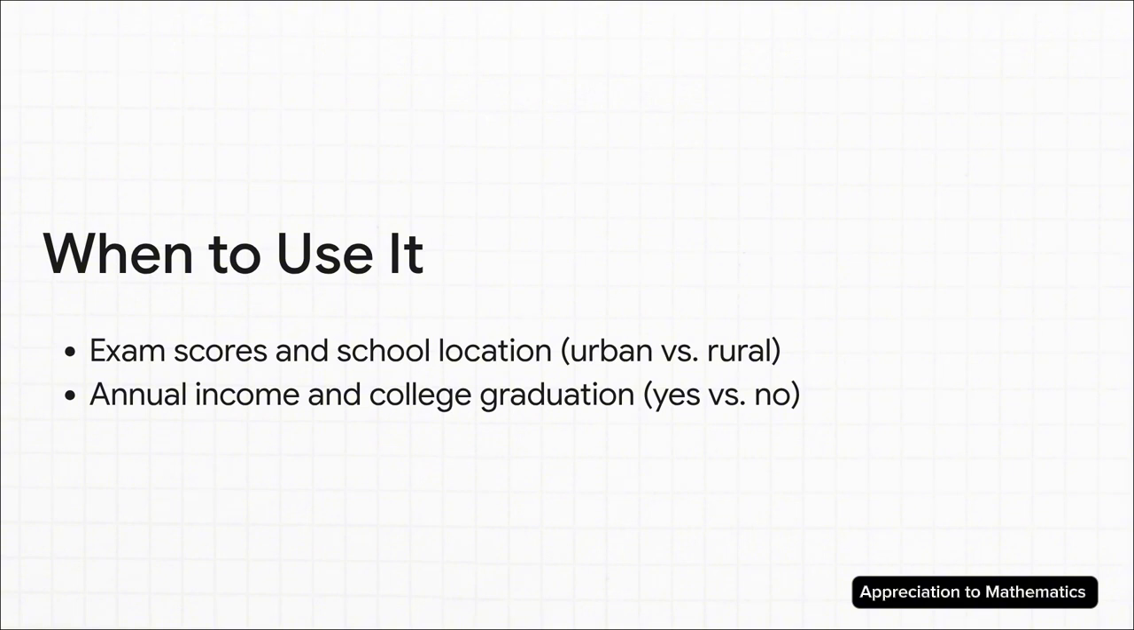You've got your continuous variable, the score, and your 2-category variable, urban versus rural. Or what about this? Is there a link between how much money someone makes and whether or not they graduated college? That's income versus a simple yes or no. Both of these are perfect jobs for point biserial.